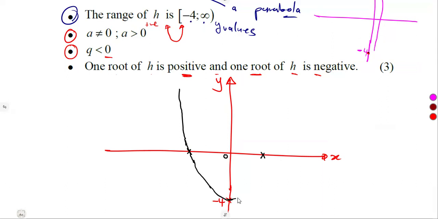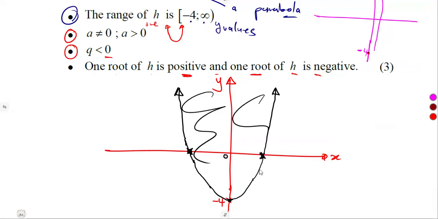We do not have full information that we can even name this function. No, we just have this part only. So that is it. This is -4. These are the solutions, the roots where it crosses the x-axis, being symmetrical about the y-axis. We are done with our sketch.